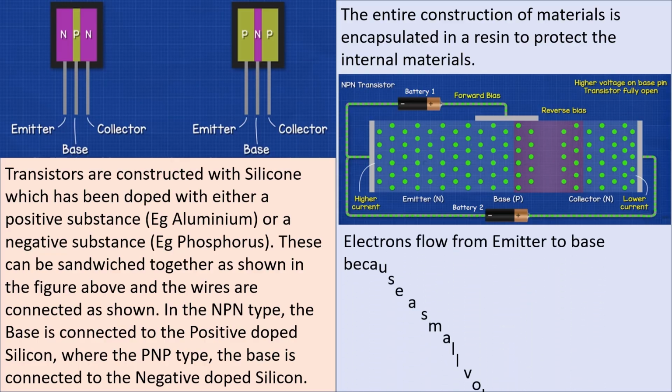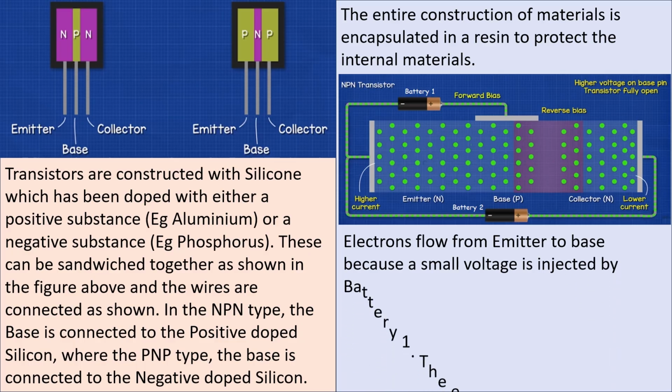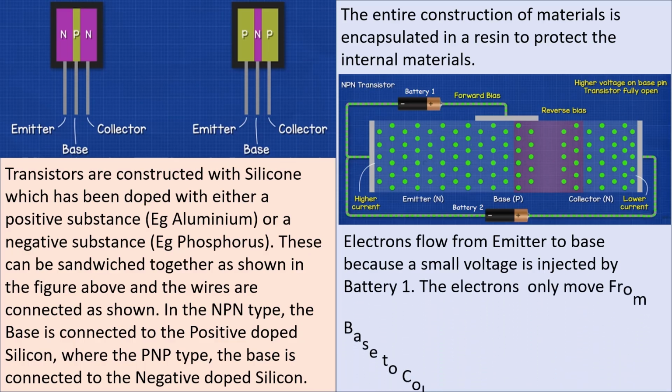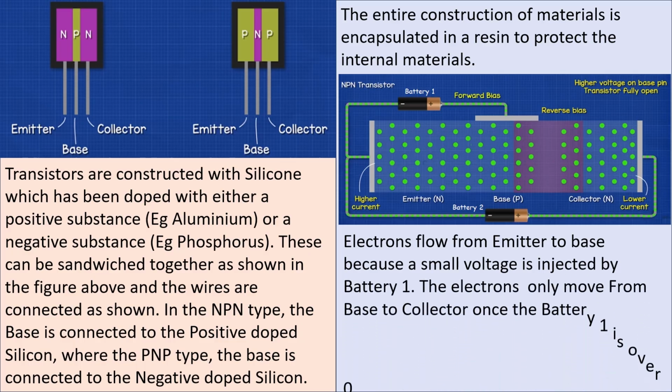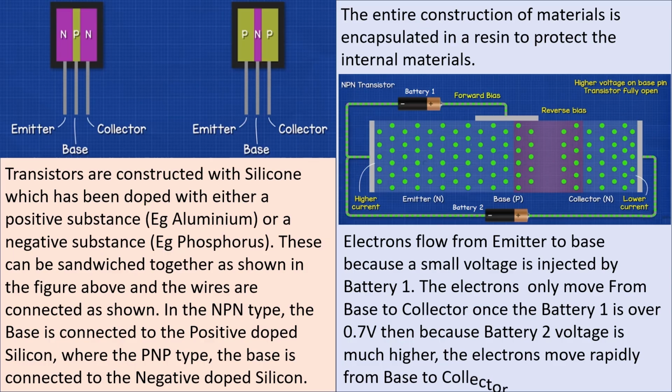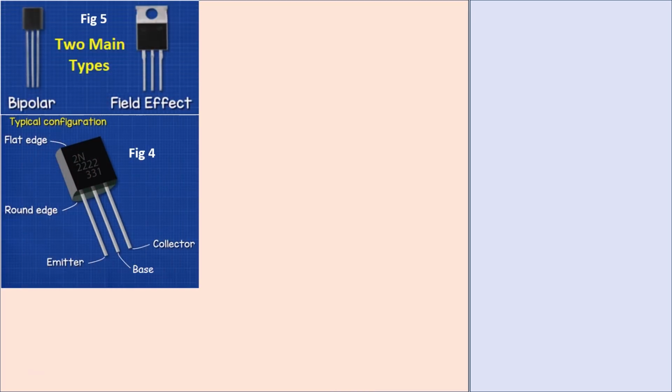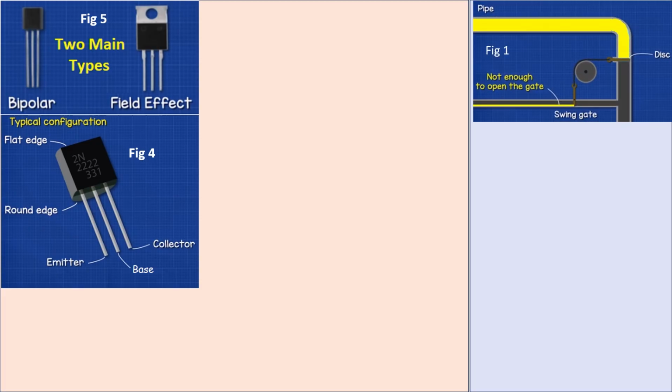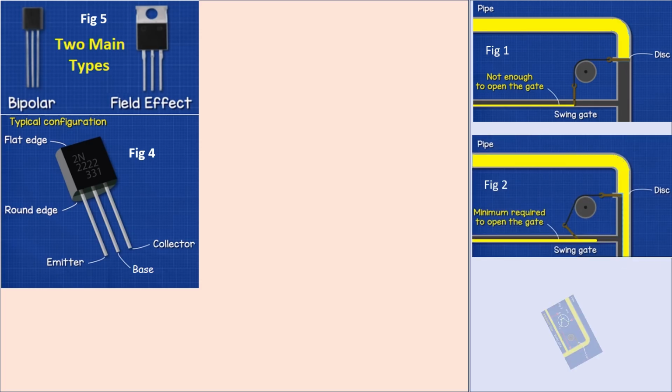Electrons flow from the emitter to base because a small voltage is injected by battery 1. The electrons only move from base to collector once battery 1 is over 0.7 volts. Then, because battery 2 voltage is much higher, the electrons move rapidly from base to collector. Two main types, bipolar and field effect. You can see there's a number on that transistor, and you can see the shape is also very important.